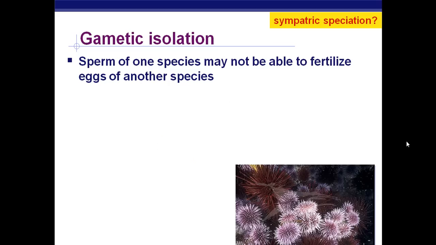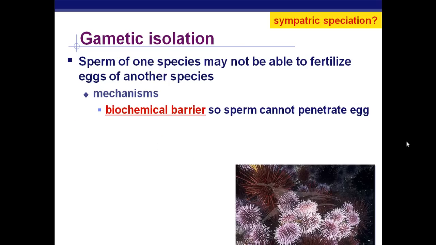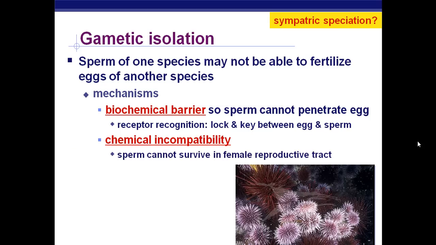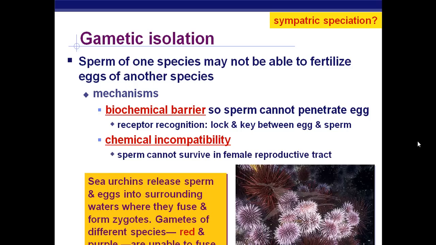Another example is sympatric speciation. So how does this happen? There are biochemical barriers so that the sperm can't penetrate the egg, so that would prevent the fusion. So for example, the receptor recognition might not work. The lock and key between the egg and the sperm may not be compatible. Think about your acrosome reaction and your cortical reaction. Go back to that chapter for animals. Chemical incompatibility. If the sperm enter the female reproductive tract, it may not be able to survive that chemical environment within that female reproductive tract and die.